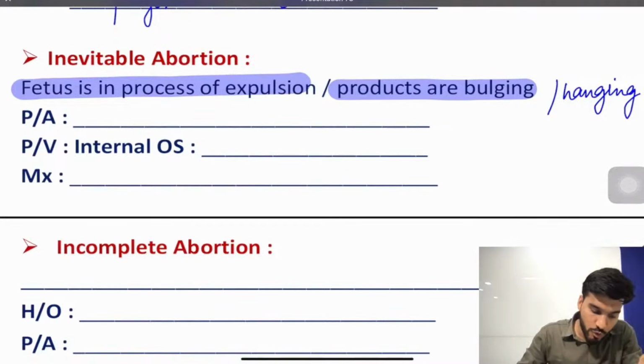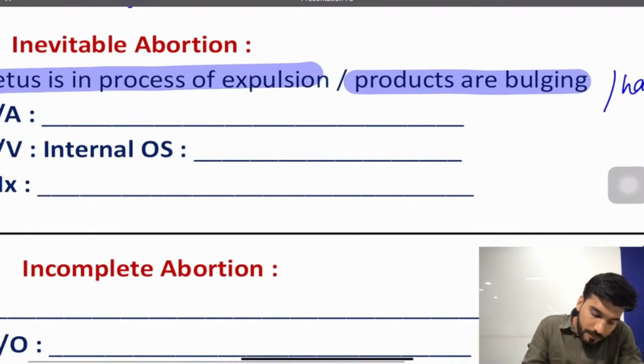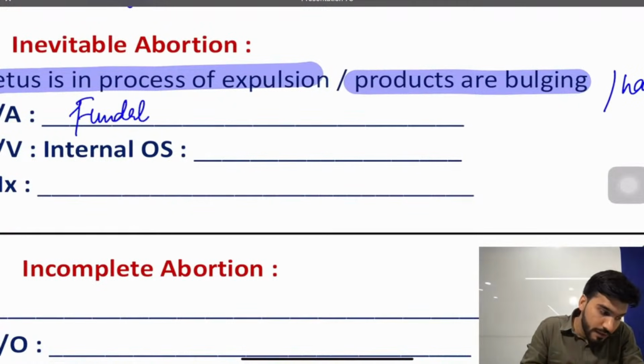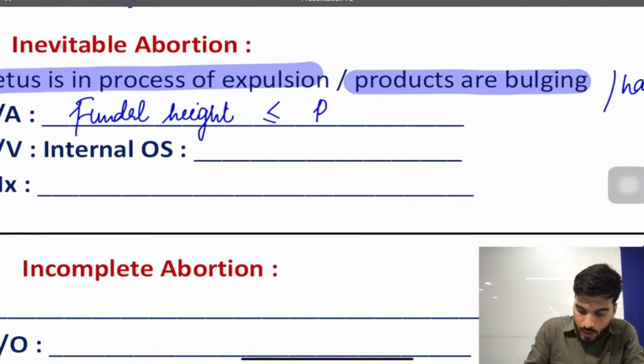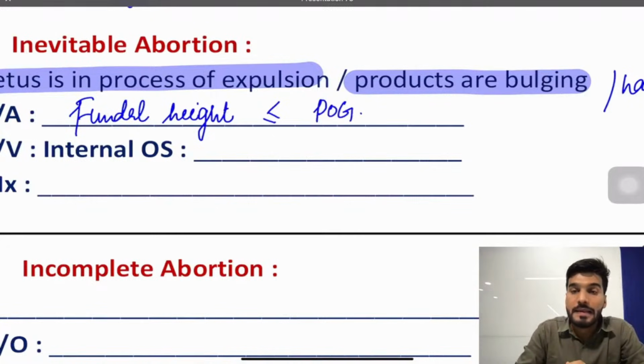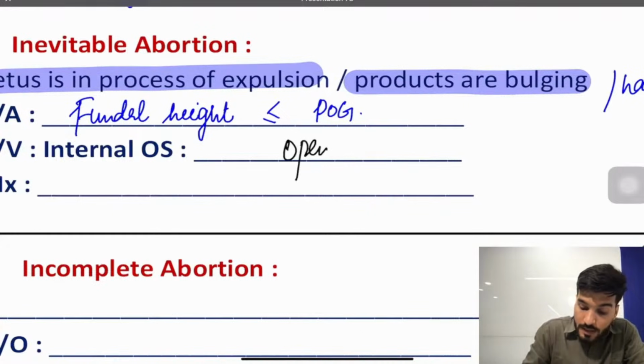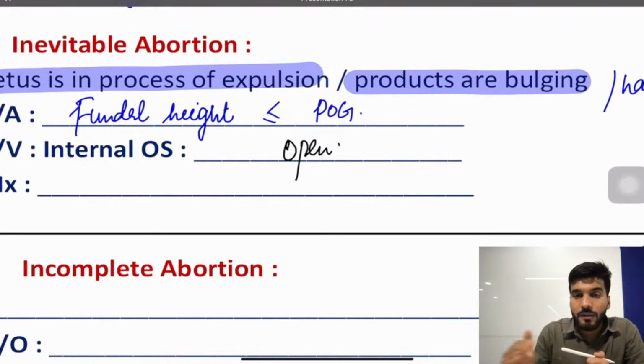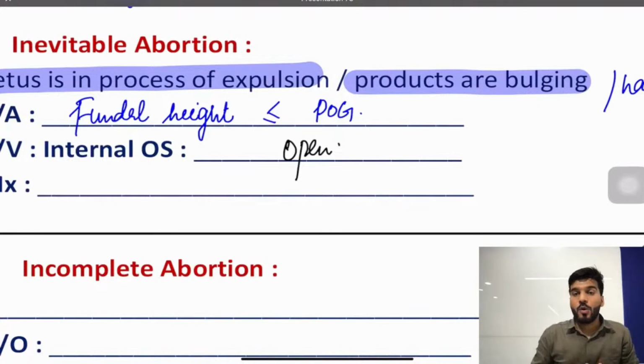On per abdominal examination, the fundal height is less than or equal to the period of gestation, and the internal os will be open because products are hanging, bulging, coming out. The fundal height will be less than the period of gestation because some products are passing, or if they have not passed, it can be equal to the period of gestation. On per vaginal examination, the os is open. Remember, incomplete and inevitable means os is open. Shortcut.